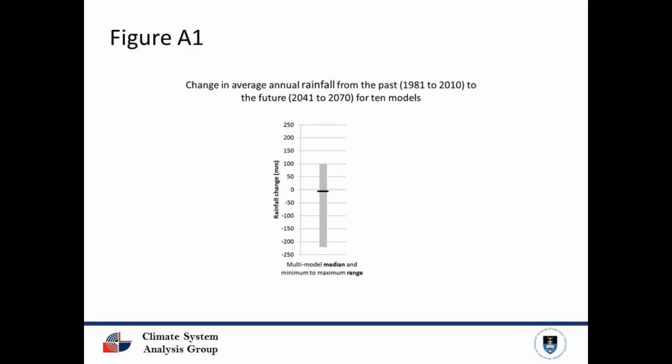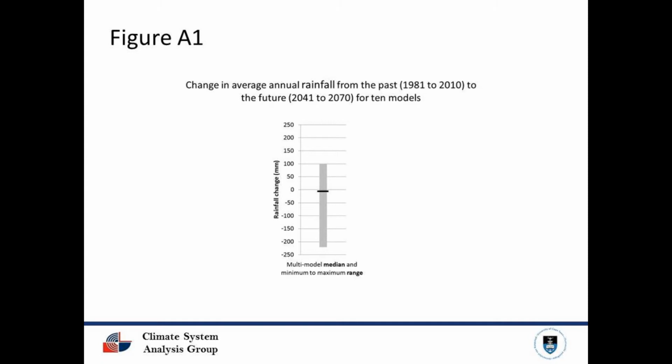Just a reminder of the figures that we use. This is figure A1, showing the change in annual average rainfall from the past to the future period, 2041 to 2070. These are two 30-year periods, and we're taking the anomaly, or the change in the mean, between these two periods, for 10 models.